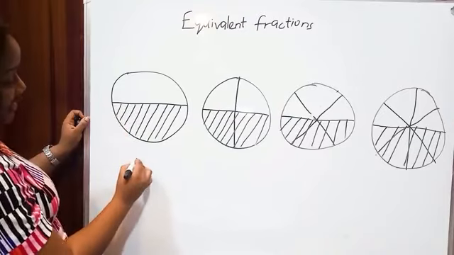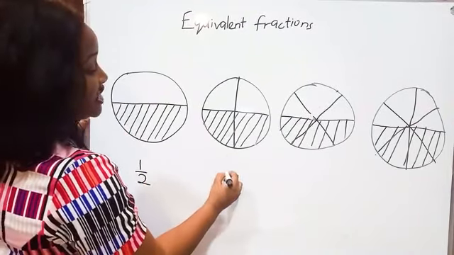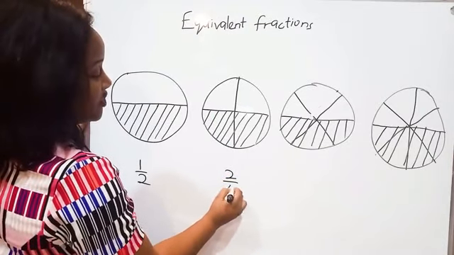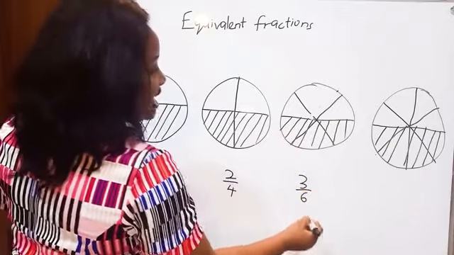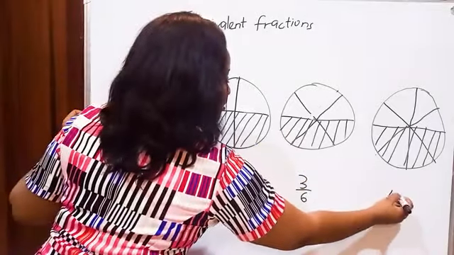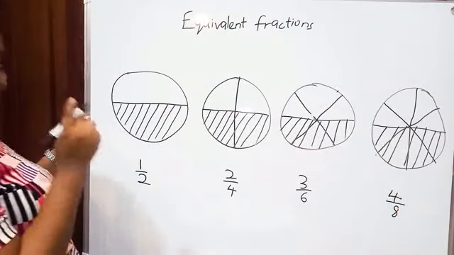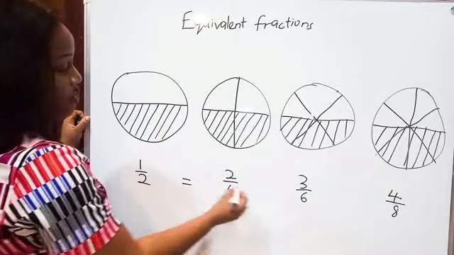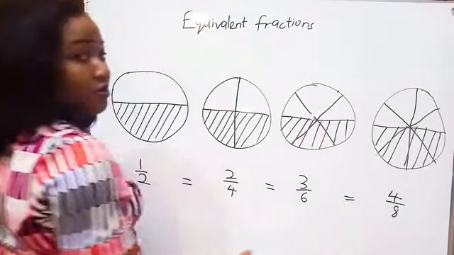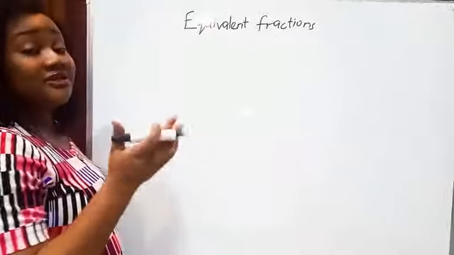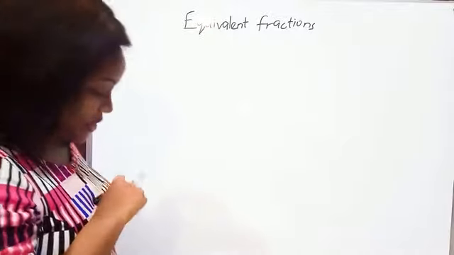But in this case, I shaded 1 over 2. And in this case, I shaded 2 over 4. This case, I shaded 3 over 6. And this case, I shaded 4 over 8. So we can see from this illustration that 1 over 2 equals 2 over 4, equals 3 over 6, and equals 4 over 8. For an equivalent fraction, whatever you do to the numerator, you do to the denominator.